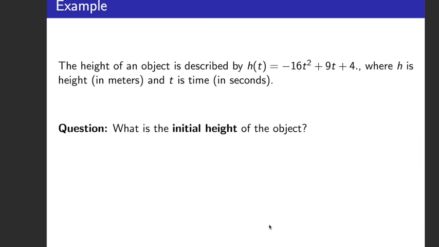Let's look at an example of how we can use a formula to determine information about the motion of an object. Suppose the height of an object is described by h of t is equal to negative 16t squared plus 9t plus 4. Our first question is, what is the initial height of the object?